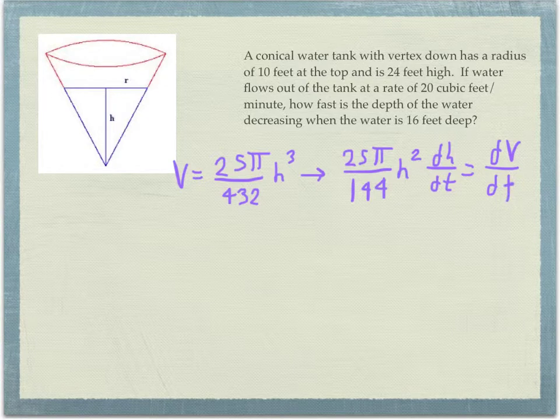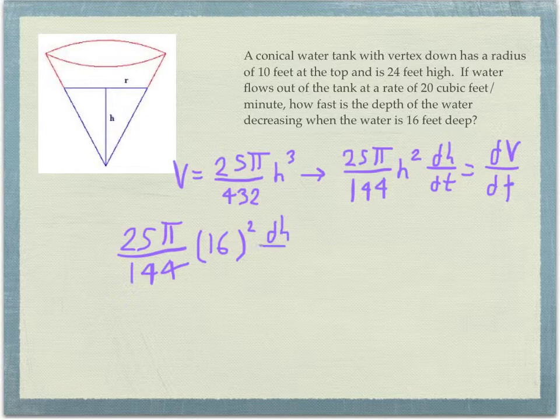Alright, well now I can substitute in a bunch of stuff here. I know that that particular height from the last slide, I have 25 pi over 144. I'm getting a little bit short of time here, so I'm going to try to consolidate this a little bit. So it's going to be 16 squared, this dh over dt. That's what I'm looking for. And it does tell me that the volume is flowing out at a rate of -20. So I can substitute that in place of dV over dt.